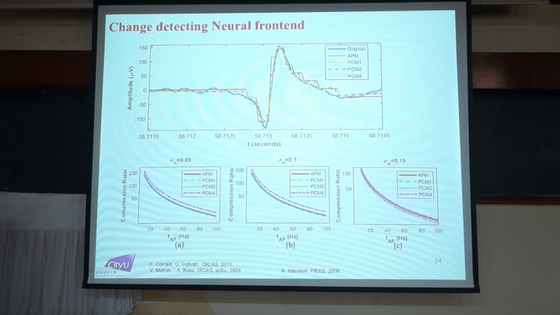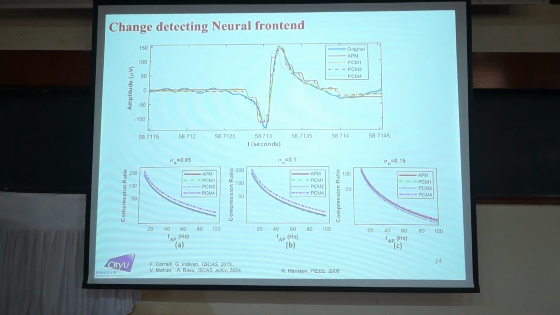That's kind of the trade-off. As a rule of thumb, how much compression can you get? These bottom curves show you that compression ratio versus frequency of action potentials. Of course, if action potentials are happening very frequently, your compression won't be as much, right? You have to send a lot of data. So these curves make sense, that the compression ratio goes down as frequency of action potentials go up.